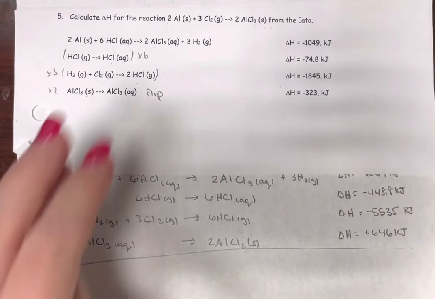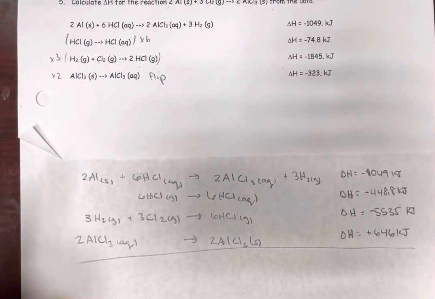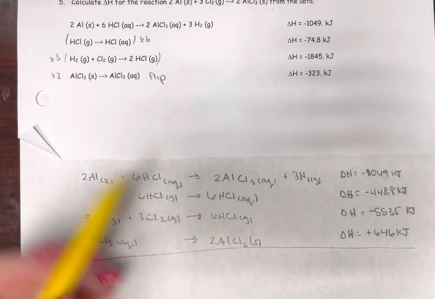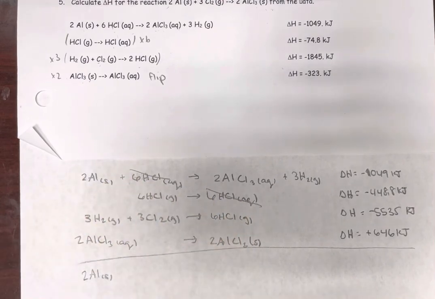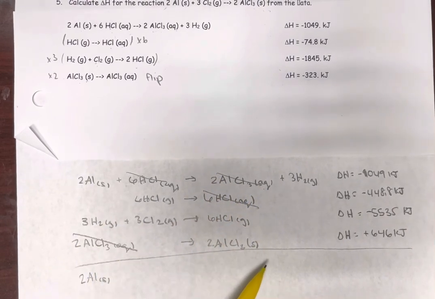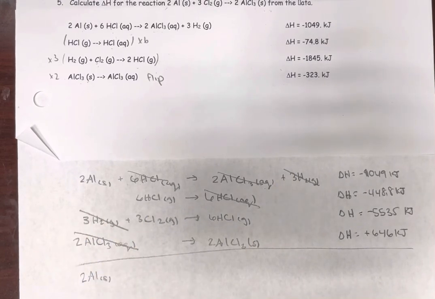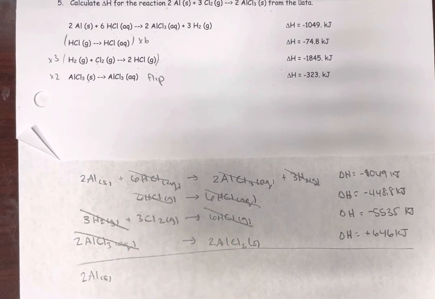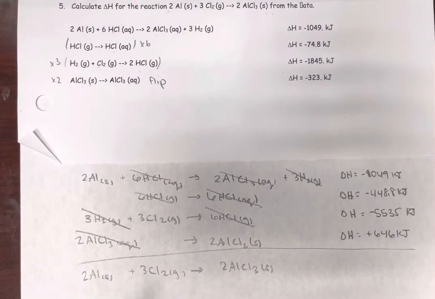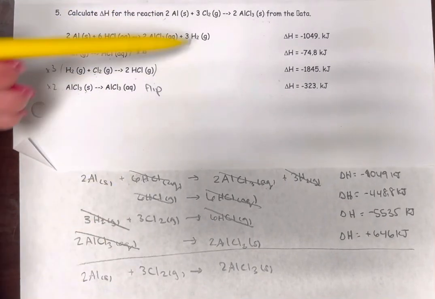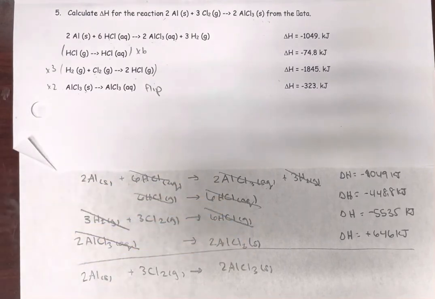All right, so let's see how we did, and let's compare things now. I have two aluminum solids, nowhere else. Two aluminum solids. 6HCl aqueous. So remember, we have to match formula and phase. 2AlCl3 aqueous. 3H2s. 6HCl gases. 3Cl2s and 2AlCl3 solids. Do we match? 2Al solids, 3Cl2 gases, 2AlCl3 solids. Great. Let's add all these up now.